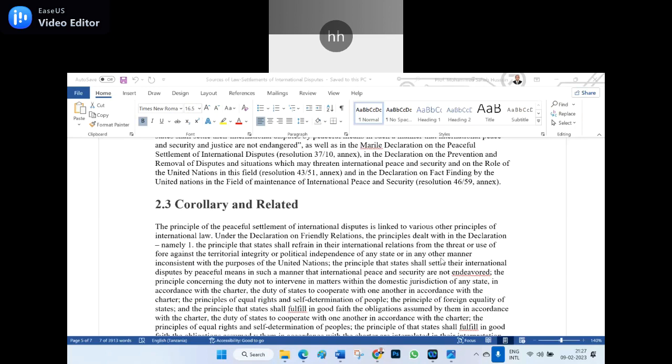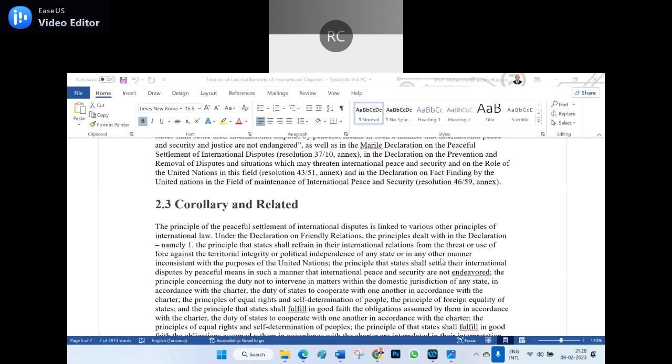So other declarations are also there which are corollary to it, that is the Declaration on Friendly Relations. That also is a source of international law in the settlement of international disputes. Is it clear? Yes, Prof.